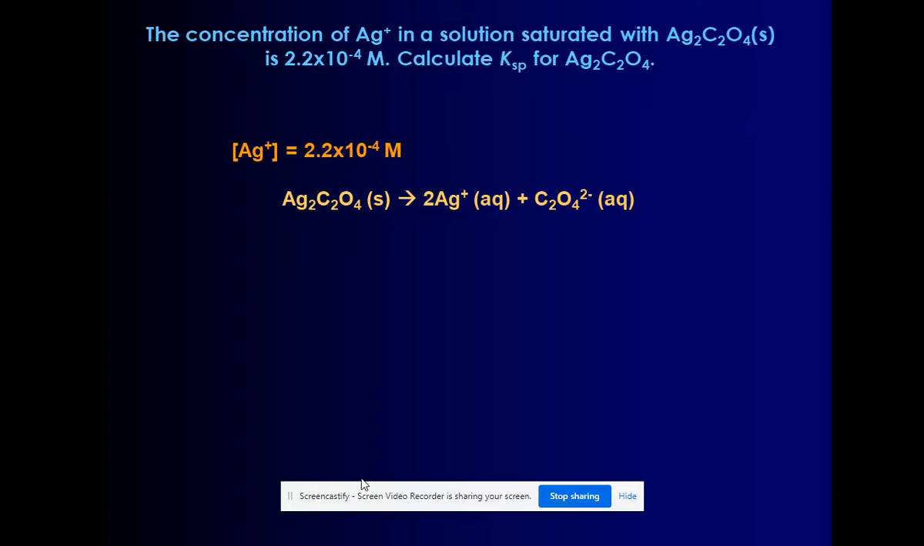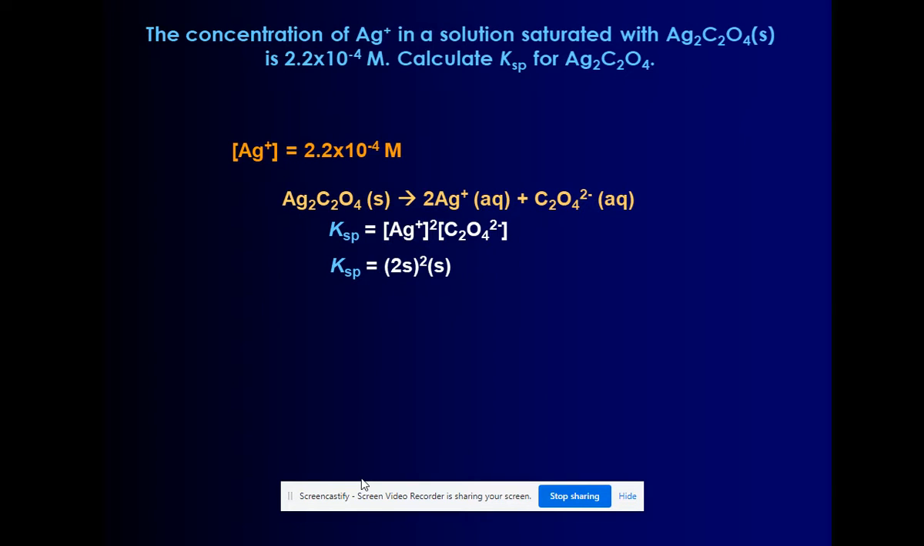Again, it should be a double arrow. So silver oxalate would produce two silver ions and one oxalate ion. So the Ksp expression would be the silver ions squared and the oxalate. Now, if there were two silvers produced from one silver oxalate molecule, and only one oxalate produced for one silver oxalate molecule, that concentration of silver would represent 2 times the solubility of silver oxalate. So that would be your 2x. And then the oxalate would be just x.